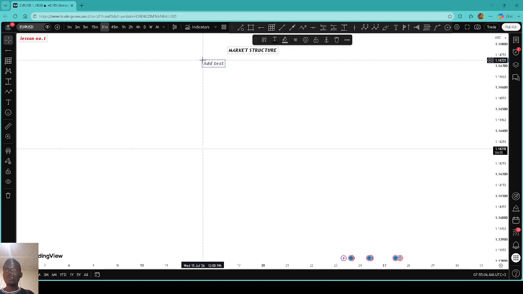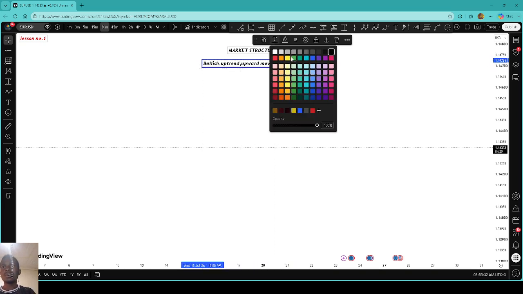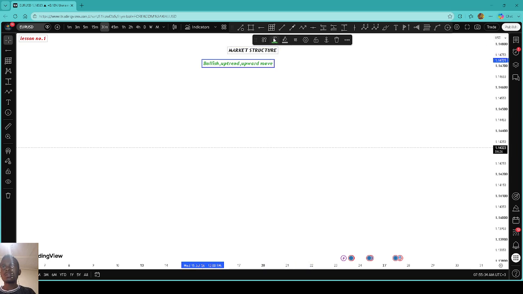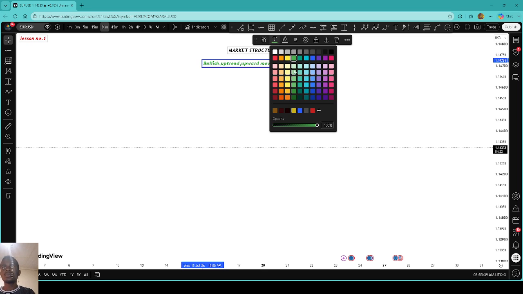For now, we are going to begin with the bullish or the uptrend. Others call it the upward move. They're just different types of terminologies. The market, okay? So this is the color even for the bullish trend.